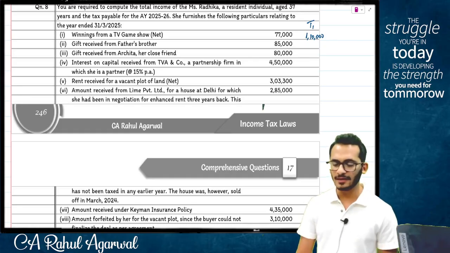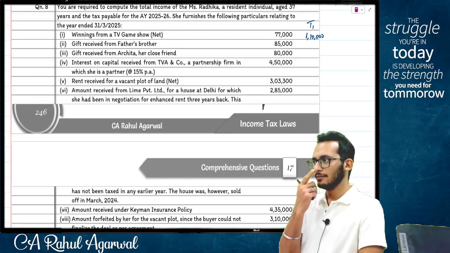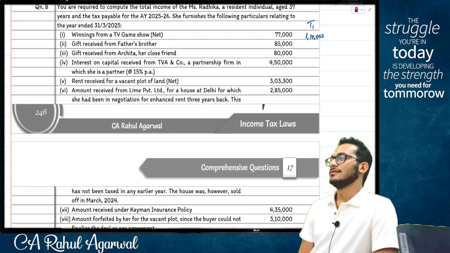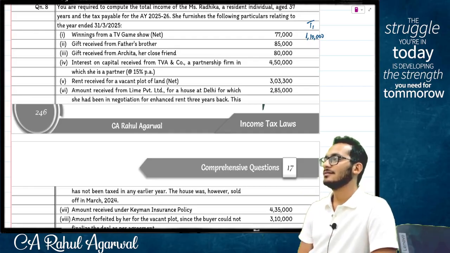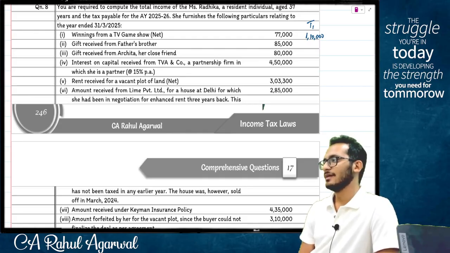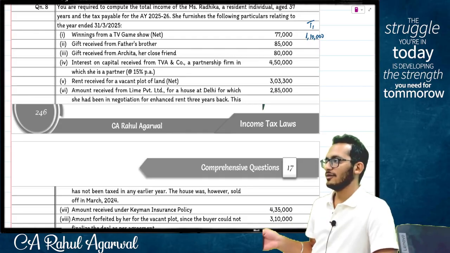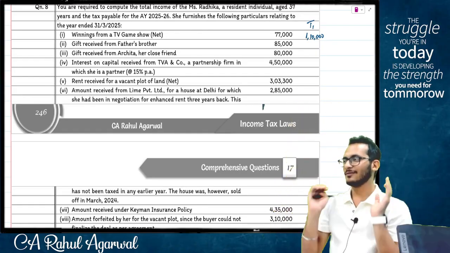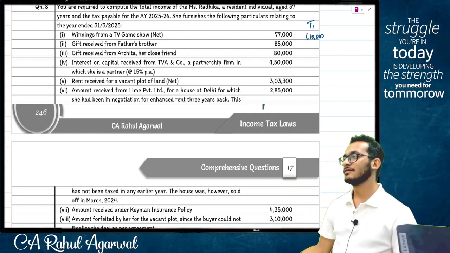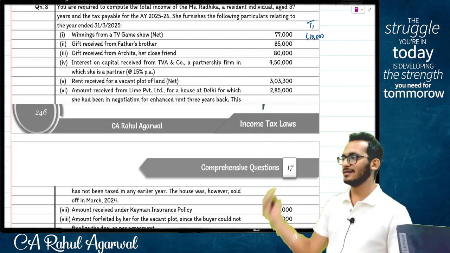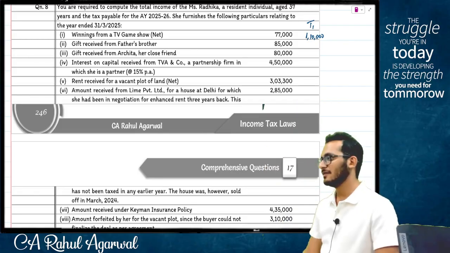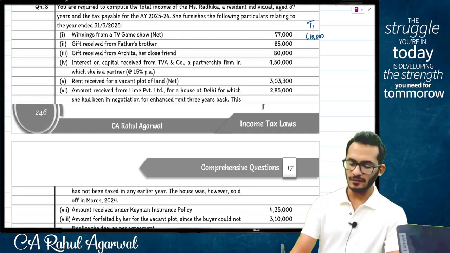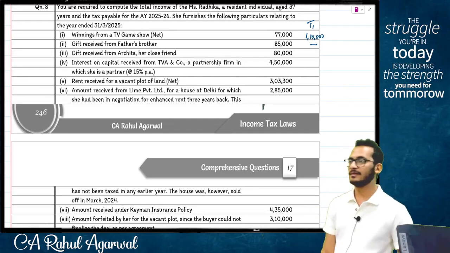Next, gift received from father's brother. Think. Me, my spouse, my siblings, my parents' siblings, my parents, my kids, my spouse's siblings, my spouse's parents, my spouse's grandparents: my father's brother is covered, my father-in-law's brother is not covered. This is exempt.